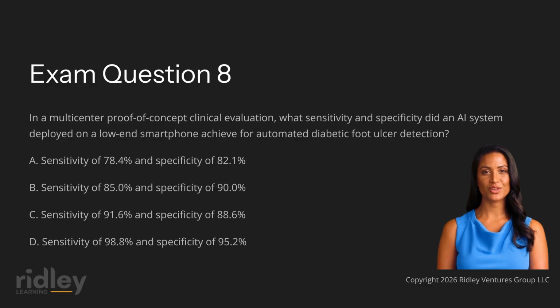These performance metrics are significant because early detection of diabetic foot ulcers is strongly associated with improved outcomes and reduced amputation rates. An AI tool that performs at this level on accessible hardware has the potential to expand screening capacity, particularly in primary care and community settings where wound care specialists may not be readily available.